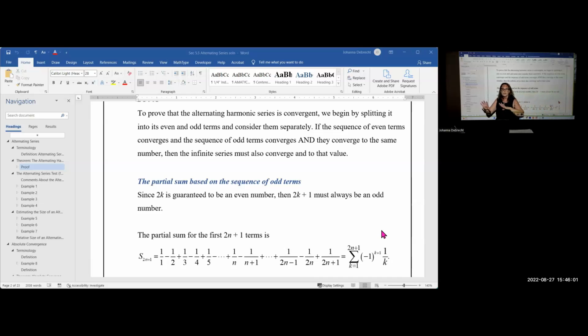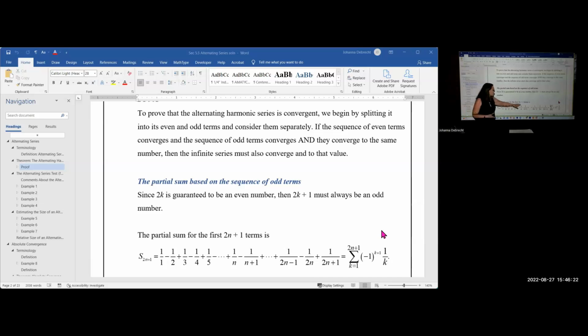So we're going to show that if we're looking at a sum of an odd number of terms and a sum of an even number of terms, they both must converge. Notice that multiplying the index value by 2 guarantees that it will be even, and then either adding 1 or subtracting 1 will always guarantee that it becomes odd.